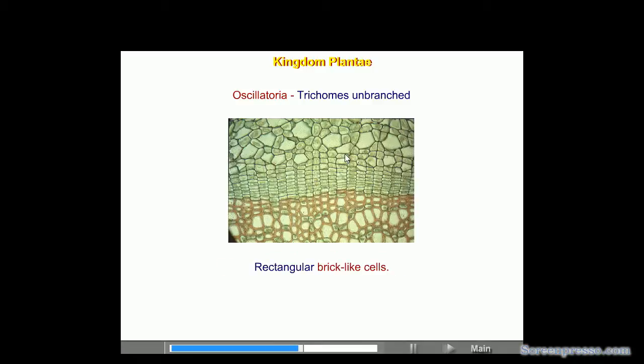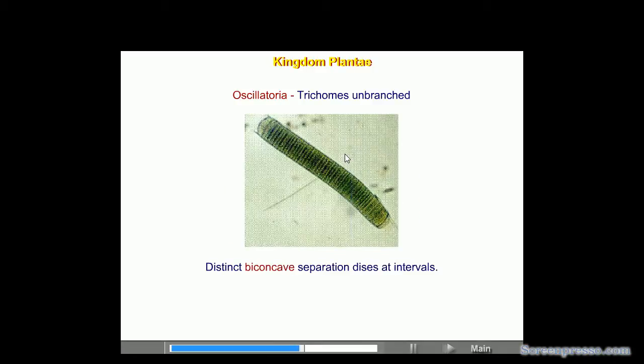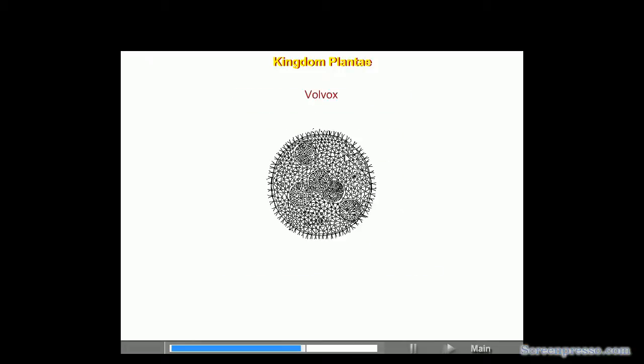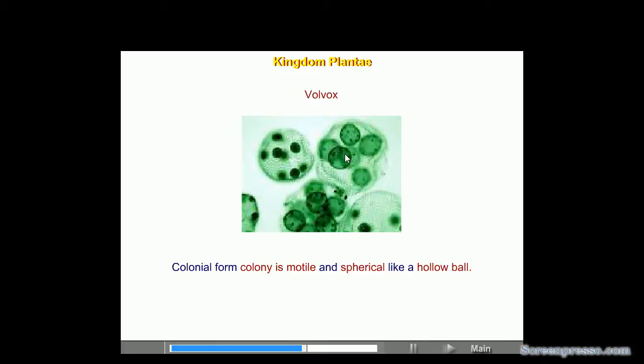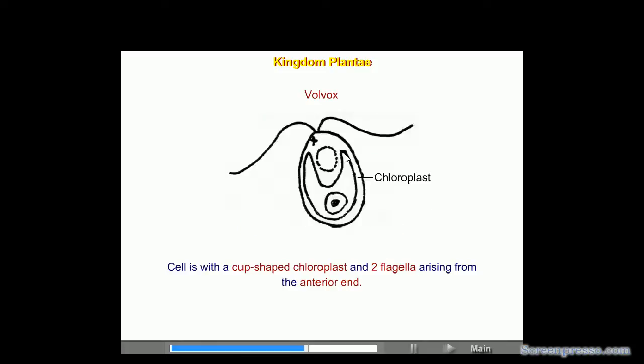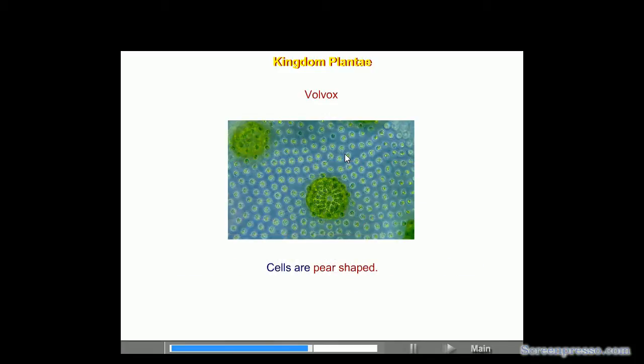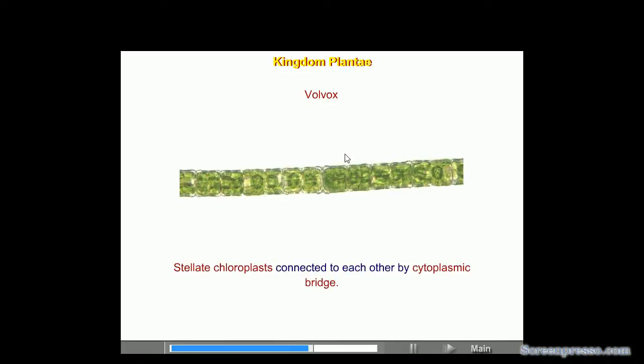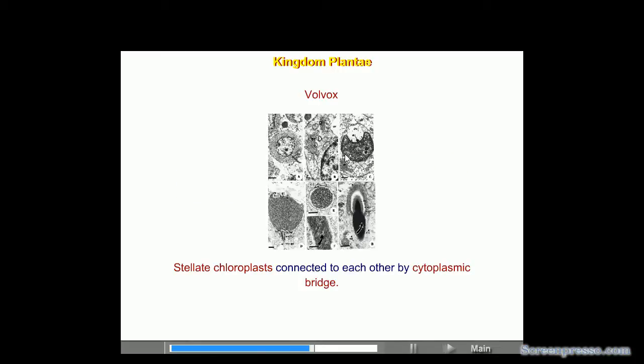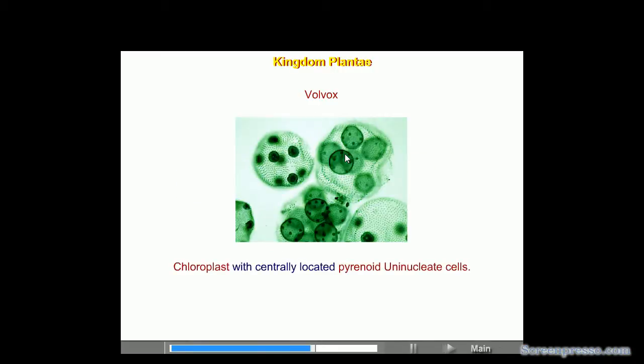Rectangular brick-like cells. Distinct by concave separation at intervals. Volvox. Colonial form. Colonies motile and spherical like a hollow ball. Cells with a cup-shaped chloroplast and two flagella arising from the anterior end. Cells are pear-shaped. Stellate chloroplasts connected to each other by cytoplasmic bridge. Chloroplast with centrally located pyrenoid.